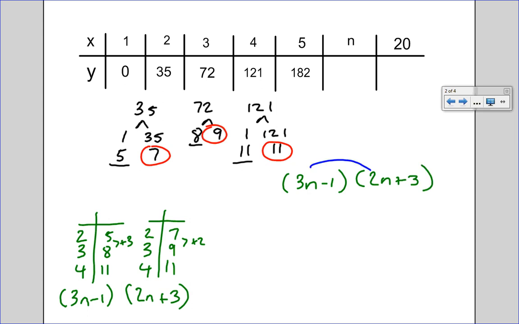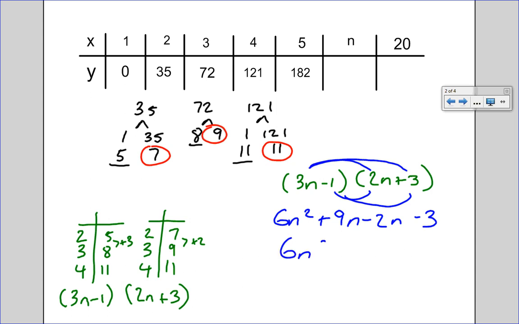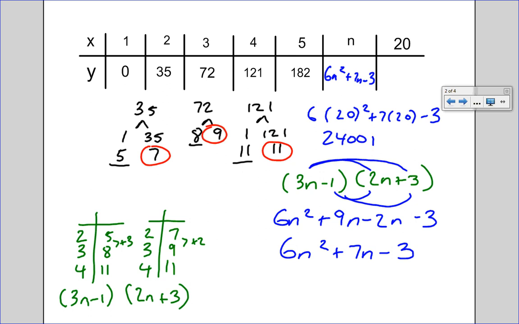So 3n times 2n is 6n squared, plus 9n, minus 2n, minus 3, gives me 6n squared plus 7n minus 3. So that's what's going to go in the n blank. Plug in 20, you're going to get 6 times 20 squared plus 7 times 20 minus 3. So this is 400 times 6 is 2400, plus 140, minus 3 gives you 2537.